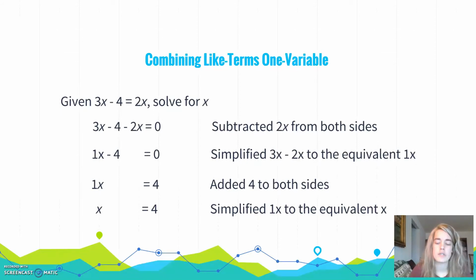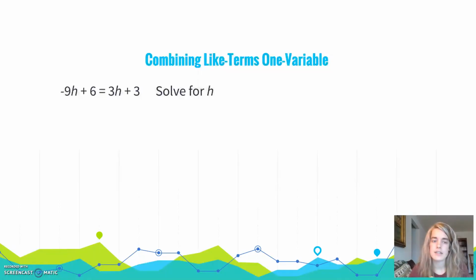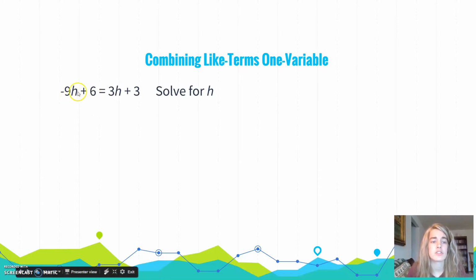I have another example for you that deals with fractions, but it's really not that scary. So it starts off as this: negative 9h plus 6 equals 3h plus 3. There's a few more steps that you need to do in order to solve this one. So again, our h's are on opposite sides. We have a negative 9h over here, but then a 3h on the other side.